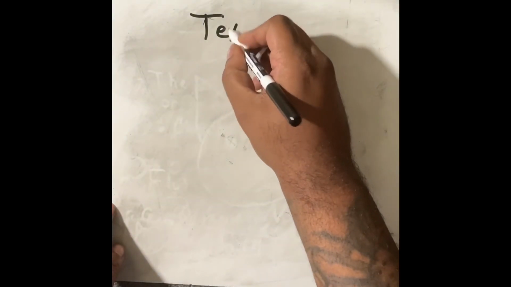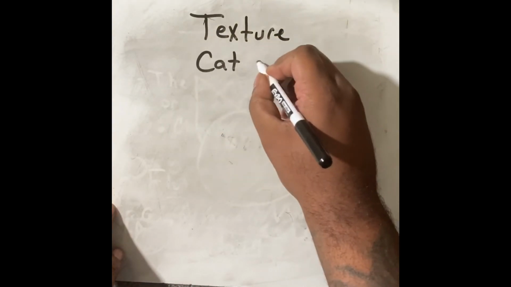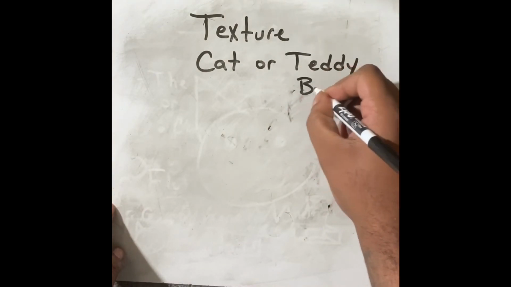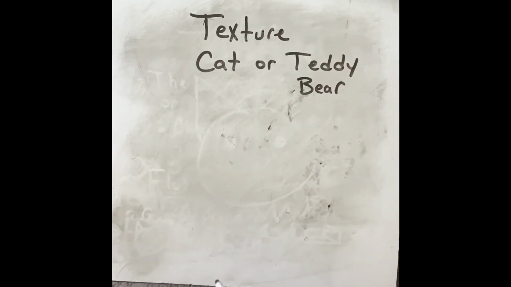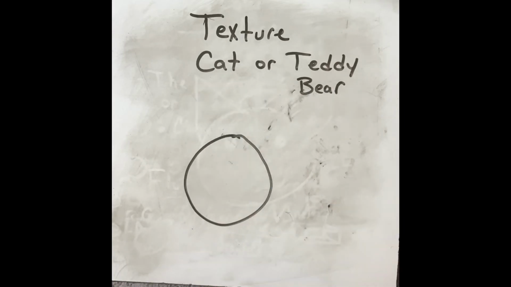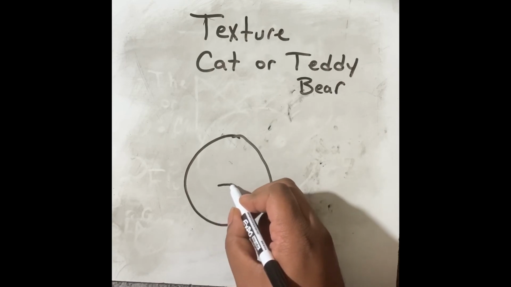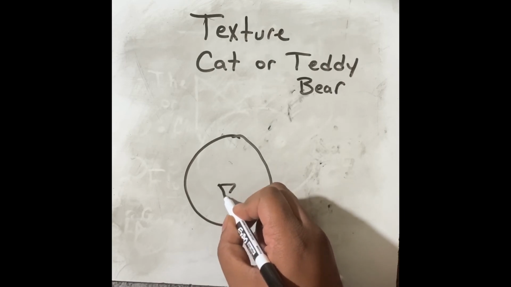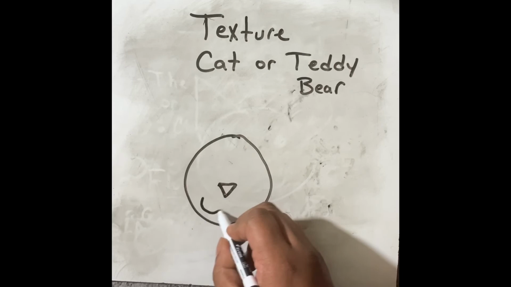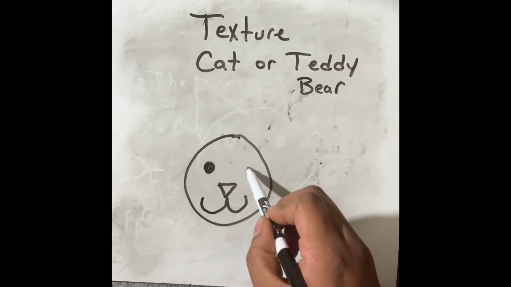So for your final assignment, you are going to be creating a texture cat or teddy bear. And please feel free to do both if you'd like to. You are going to start by creating a circle for the head. After you create the head, you're going to want to give it a nose using an upside down triangle. I hope you were practicing. And then you are going to use curved lines for your mouth. And you're going to put dots for the eyes.